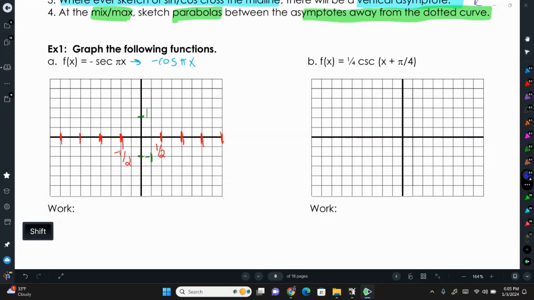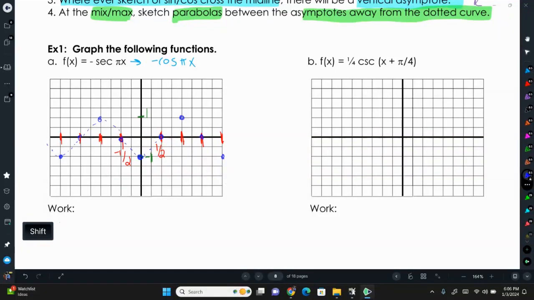So when we do our dots, it's going to be 0, negative 1. Then we go up, down, down, down. And then this side will go the same way, follow the same pattern. And I'm just going to use a dotted line to draw this.